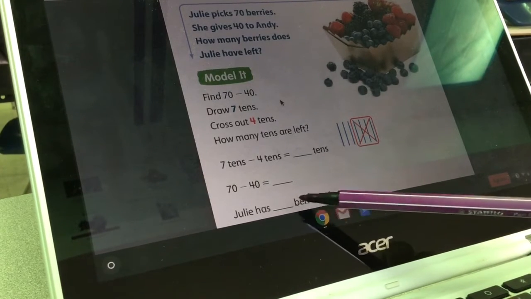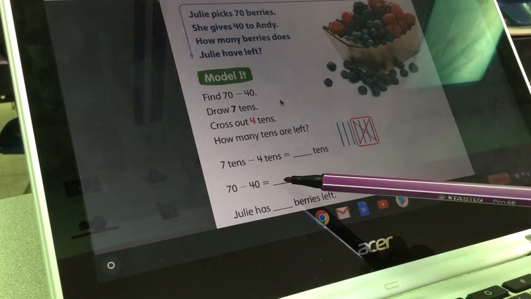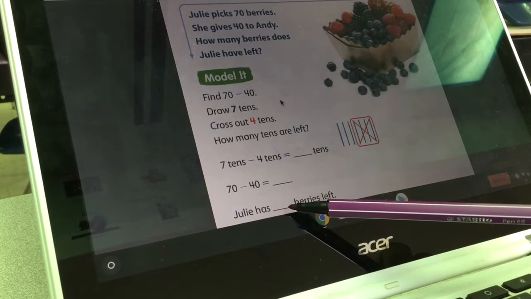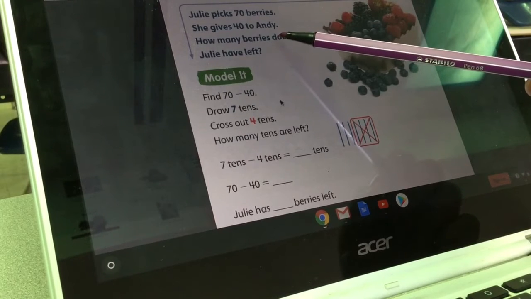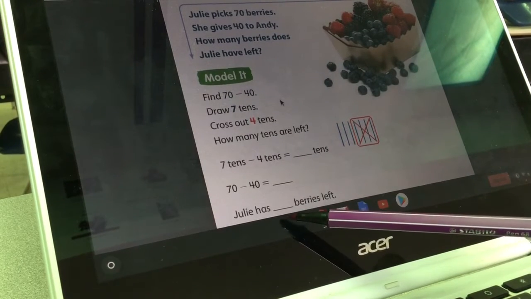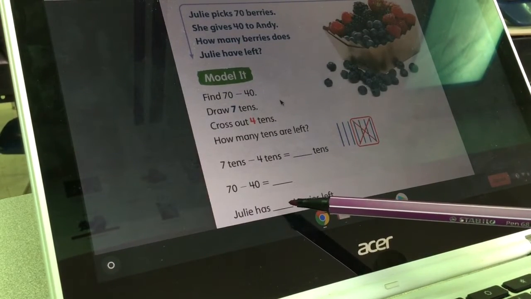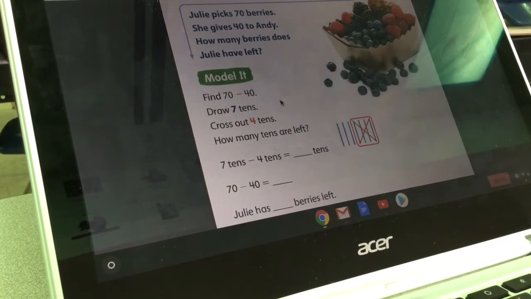Julie has blank berries left. What did we write here? 30. She has 30 berries left. She picked 70, gave 40 to Andy. She still has 30 for herself. That's how many are left. We should have 30 on that line.